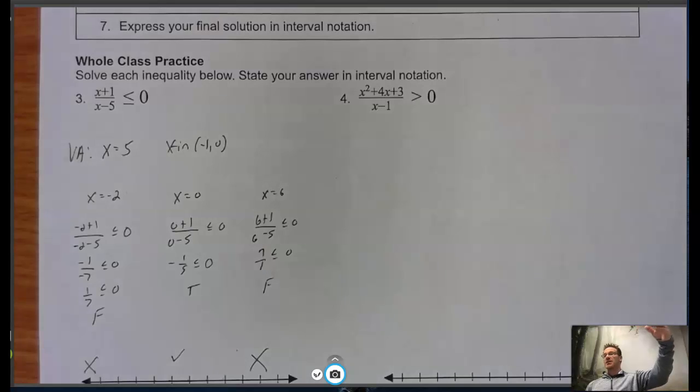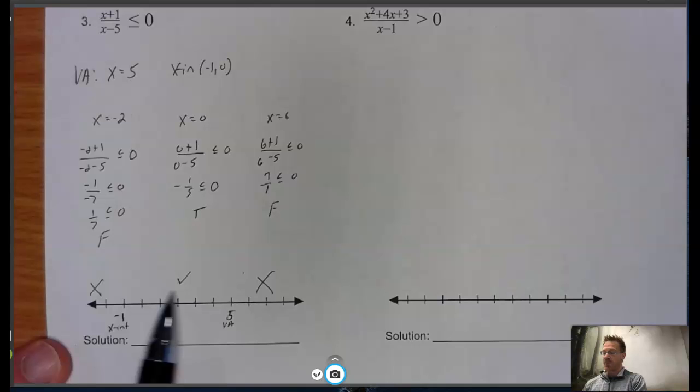Is it above the x-axis? Is it below the x-axis? All right, and so what we know is that it's only above the x-axis or touching the x-axis on this interval right here between negative 1 and 5.